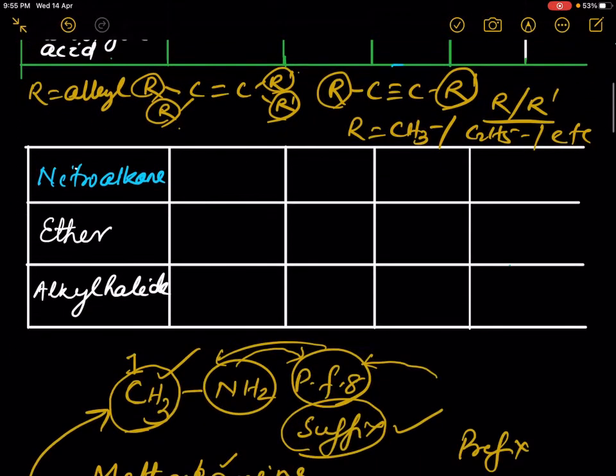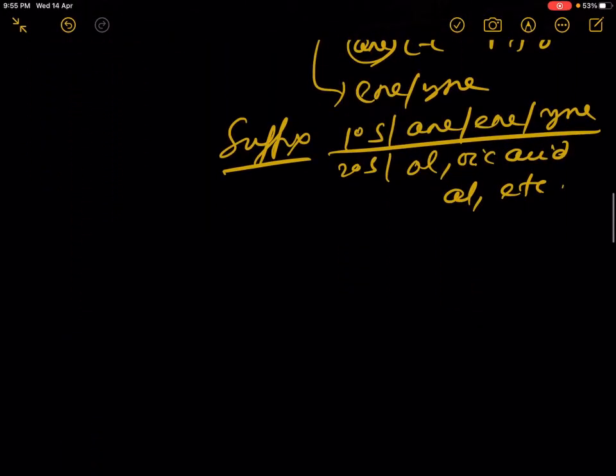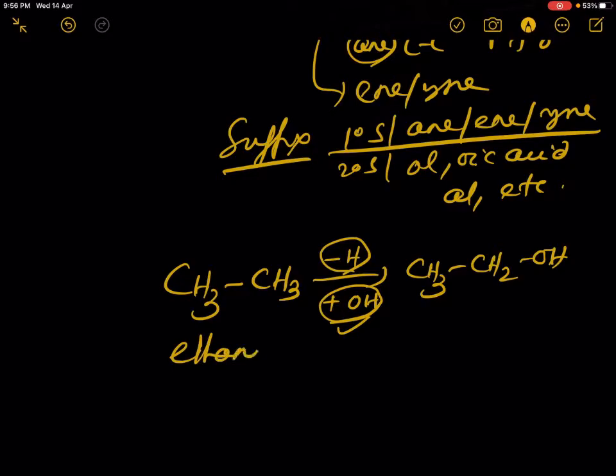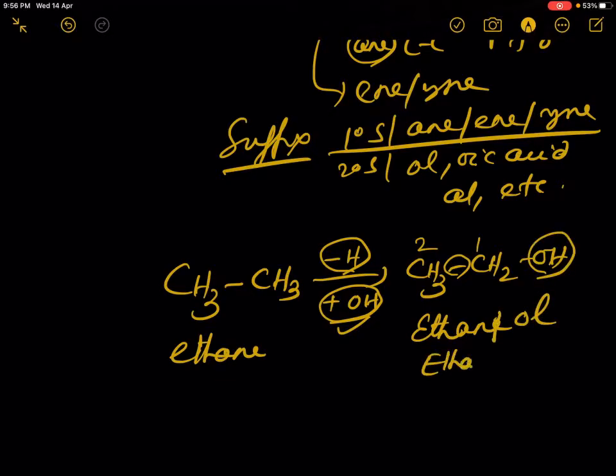Let us take an example. CH3, just remove one H and one OH will be added. After removing this H, you will get CH3CH2OH. This is ethane, but this is an alcohol. 1, 2, so eth is there. For single bond, ane. And for this OH, this is ol. Just remove E. So the name is ethanol.